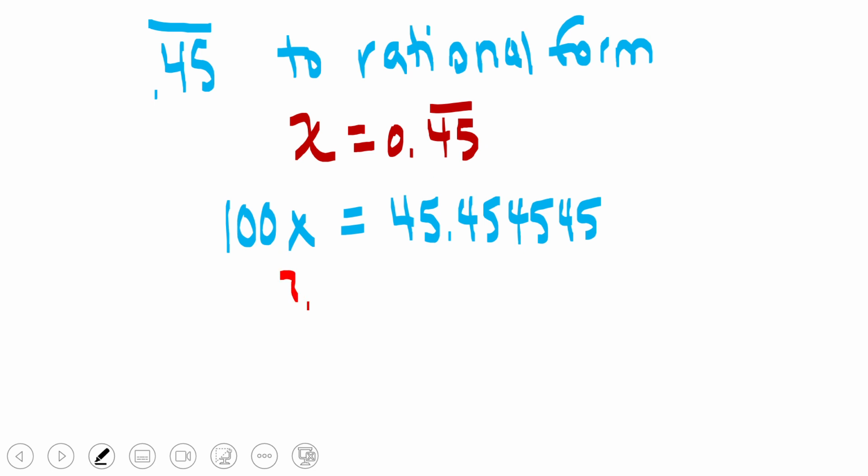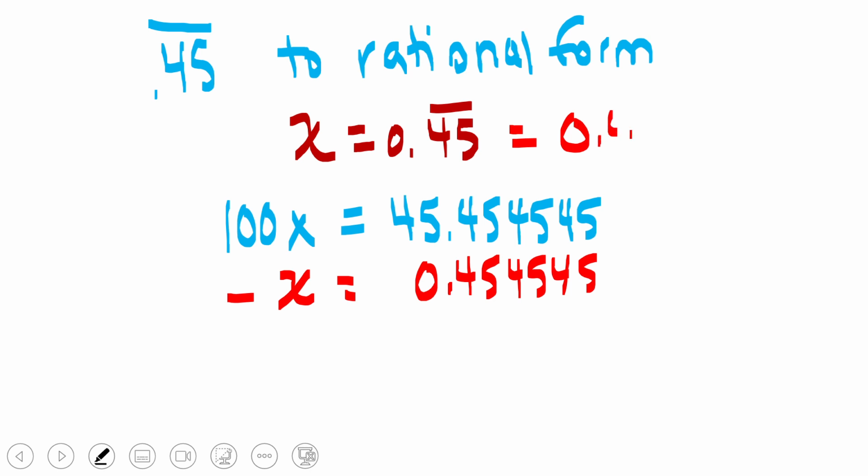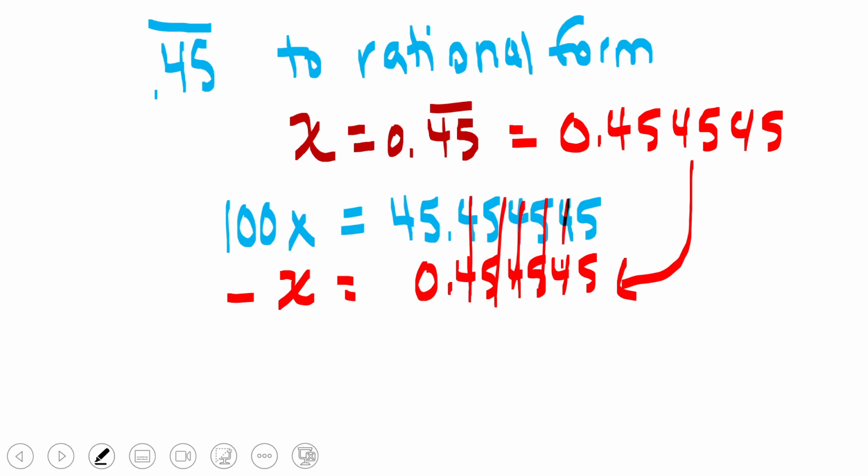You're going to subtract x equals 0.454545, because this is also equal to... And we're moving it down here. Watch what happens. You're getting rid of everything after the decimal.